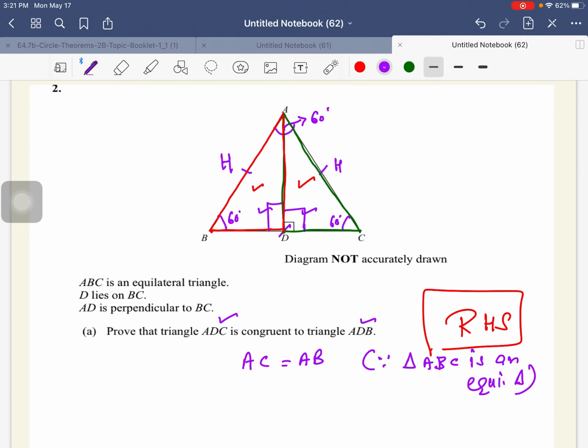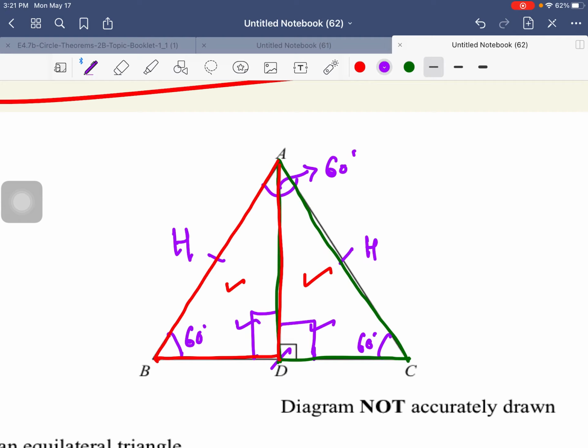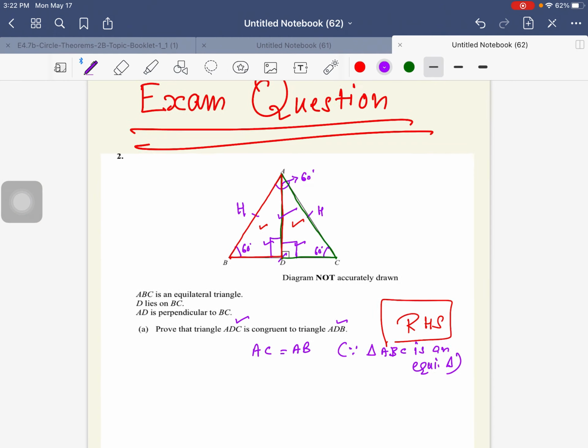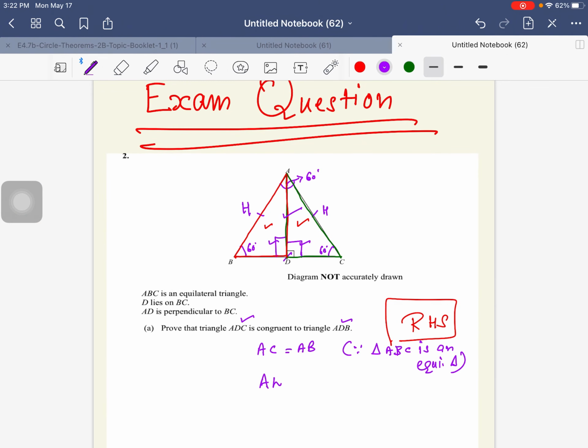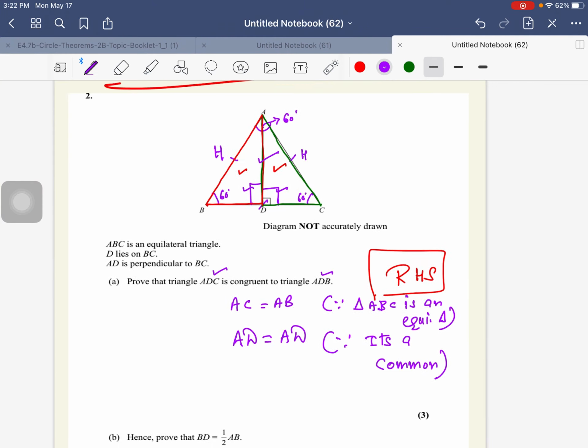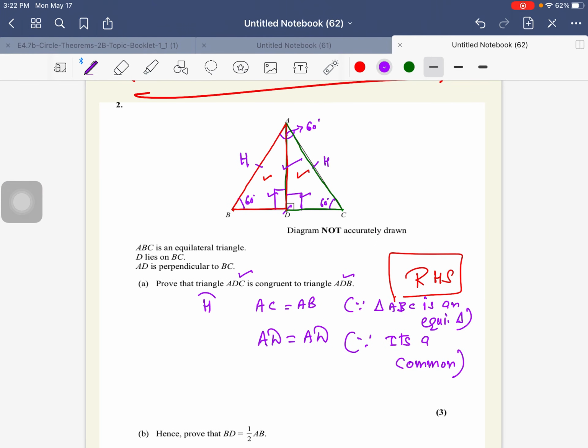Now we need one more side. You can see clearly that AD is in triangle ADC also. This AD side, the green one, is a part of triangle ADC. At the same time, AD is a part of the red triangle ABD, or ADB, also. So right here, this side AD is equal to AD because AD is in ADC and also in triangle ADB. We got the reason here because it's common. It's a common side, a part of both the triangles on the right and on the left. So two reasons are enough.